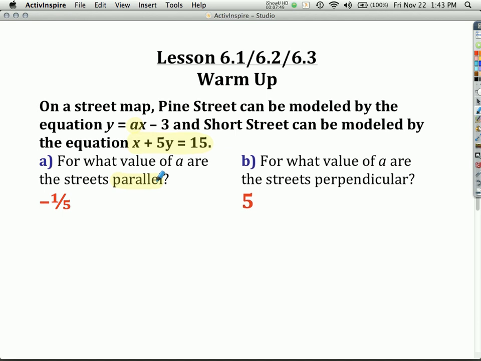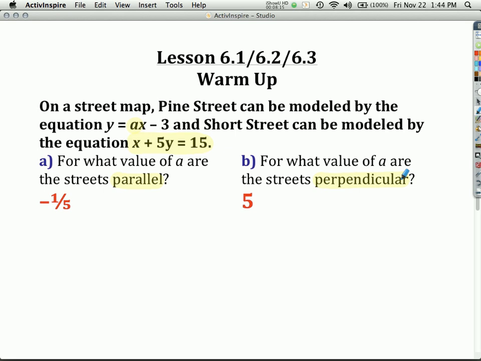But then I changed the scenario in part B. I said, well, what if I wanted them to be perpendicular? So it's almost the same idea with one critical difference. What's the critical difference between the 2? Kathleen? That's right. So the perpendicular slope will be the negative or opposite reciprocal.